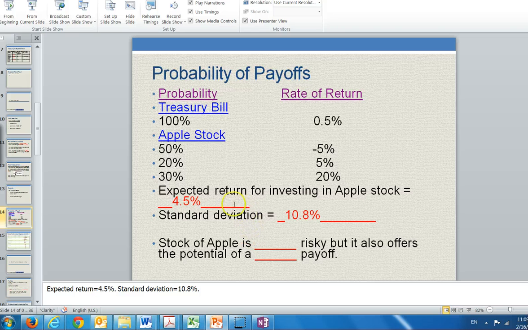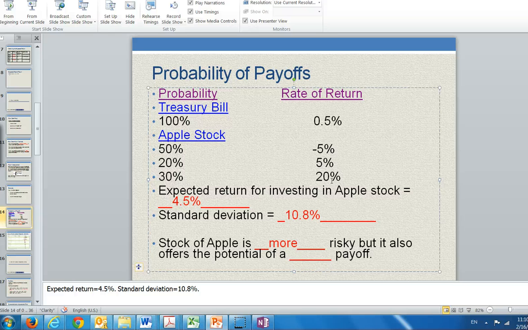Because the standard deviation is a measure of risk, from this very simple example we actually have got some basic idea about the trade-off between risk and return. Higher risk, higher return, right? Because by investing in Apple stock, your risk is higher, 10.8%. But your expected return is also higher, 4.5%. And by investing in treasury bill, your risk is 0. The total risk, standard deviation, is 0. And your return is also smaller, 0.5%. So we have a basic risk-return trade-off. So stock of Apple is more risky, but it also offers the potential of higher payoff, right? So that's the basic trade-off between risk and return.